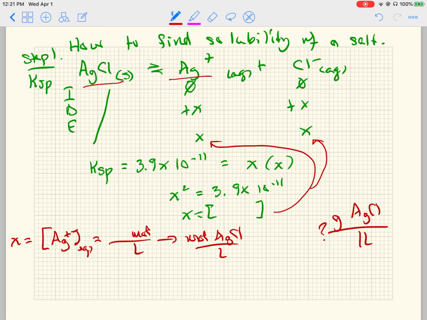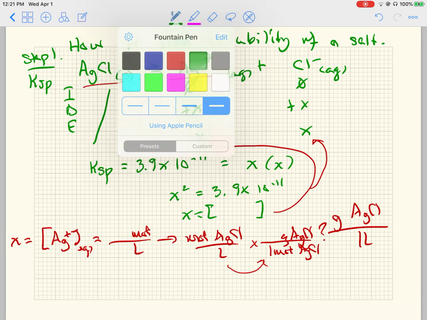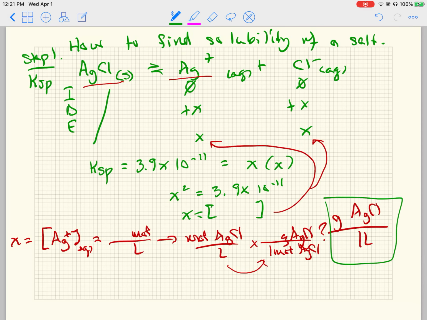And then in the last step, you're going to use the periodic table, figure out what the molar mass of silver chloride is, and then convert from moles of silver chloride to mass of silver chloride. And then that way you'll end up with your solubility, which is in grams per liter. Molar solubility only has a difference. When you're asked for molar solubility, it just means the moles of silver chloride that are able to be dissolved in 1 liter.